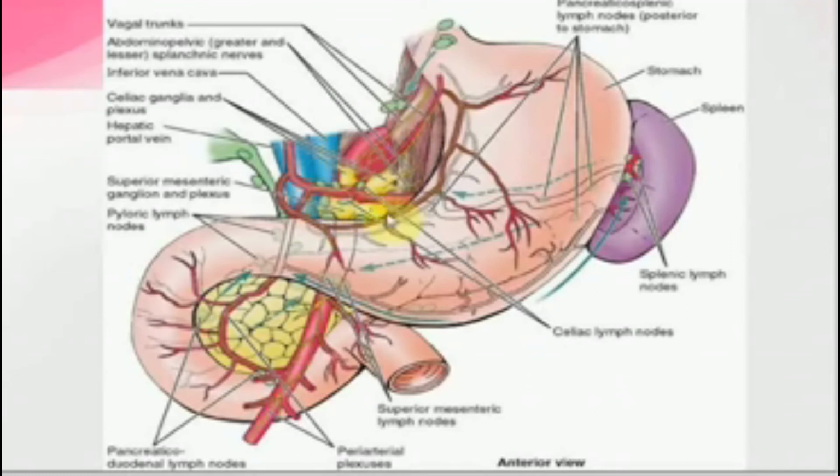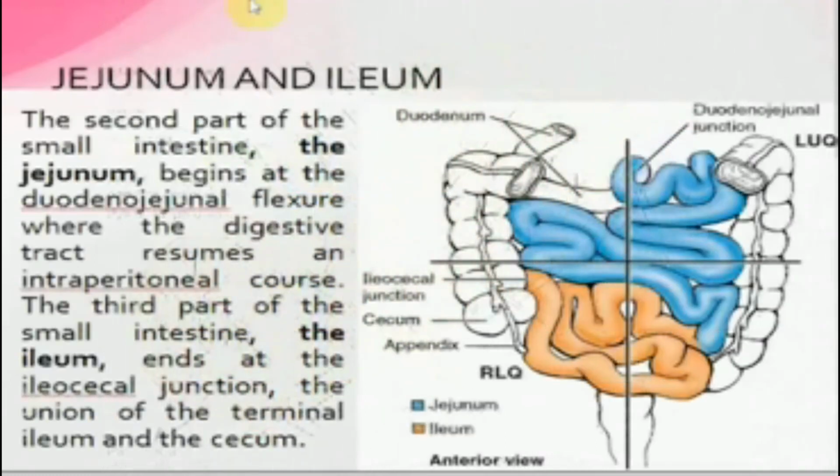and superior mesenteric plexuses. The second part of the small intestine, the jejunum, begins at the duodenojejunal flexure, where the digestive tract resumes an intraperitoneal course. The third part of the small intestine, the ileum, ends at the ileocecal junction, the union of the terminal ileum and the cecum.